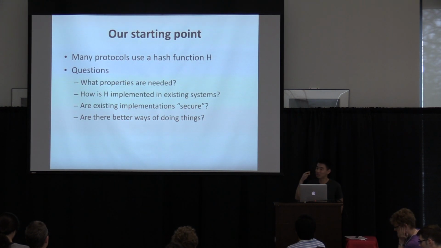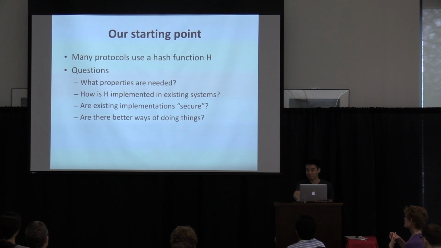So it's actually a very big problem, and we mostly focus in this work on hash functions used in various parts of the protocol. We want to ask what properties are actually needed for these hash functions, how they are implemented in existing implementations, whether they are secure, and is there any way to get better efficiency to do them.